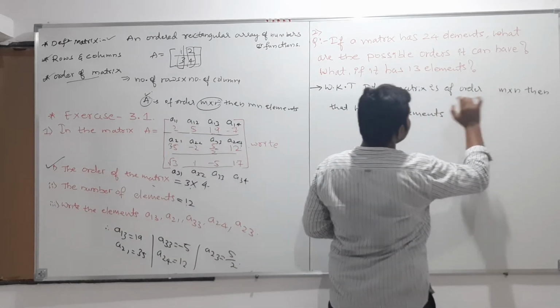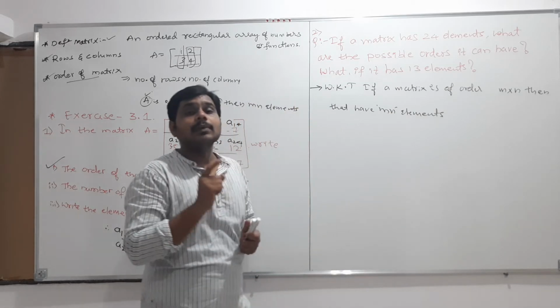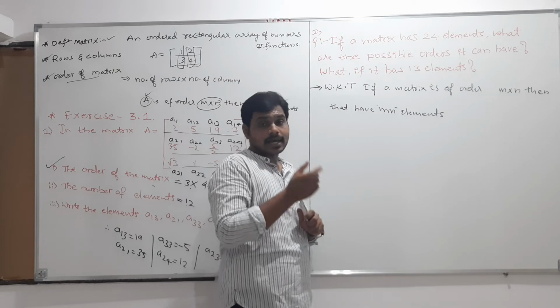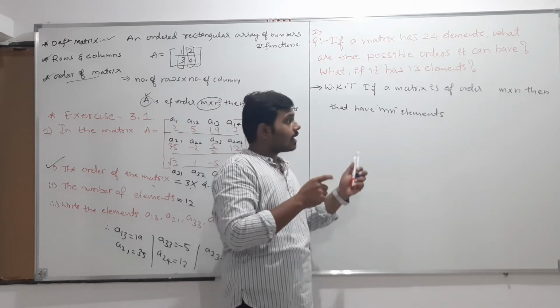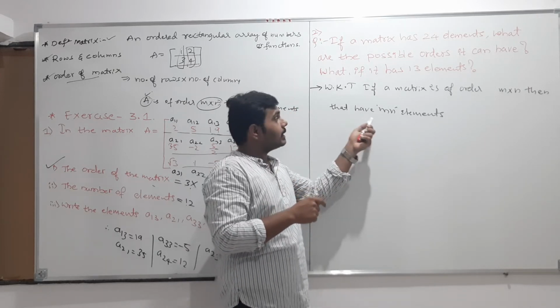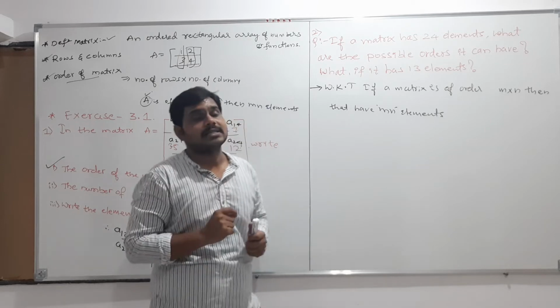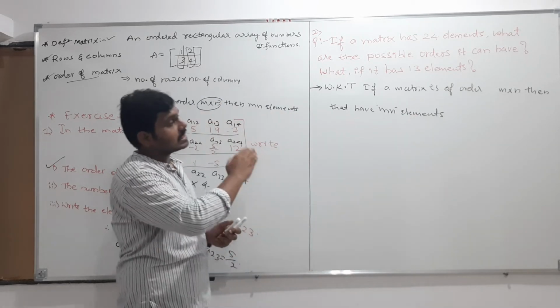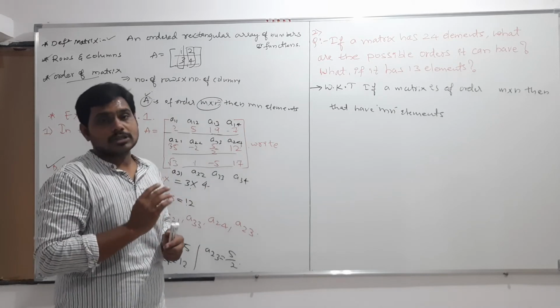So if any matrix has order m cross n, then in that matrix there will be mn elements. mn means the product of m and n. So by using this note I'll calculate the possible orders.